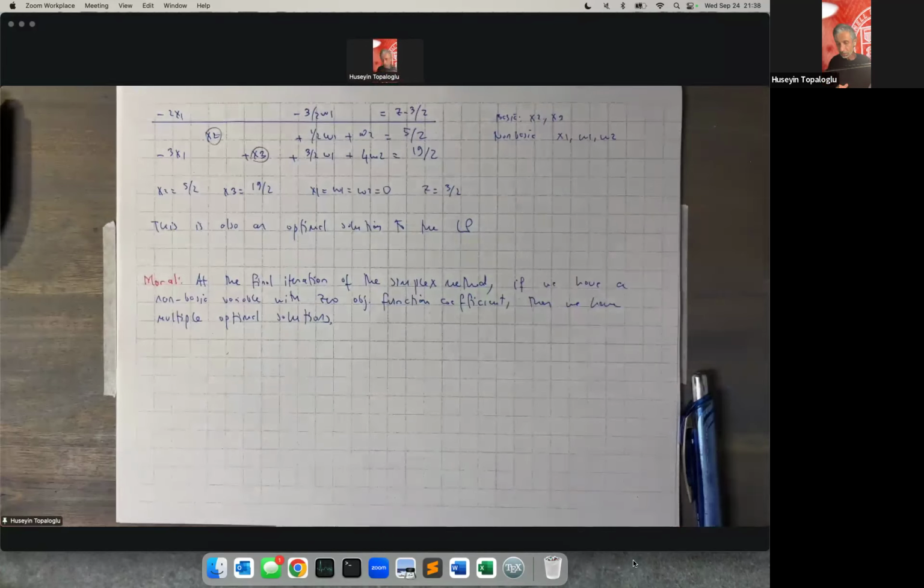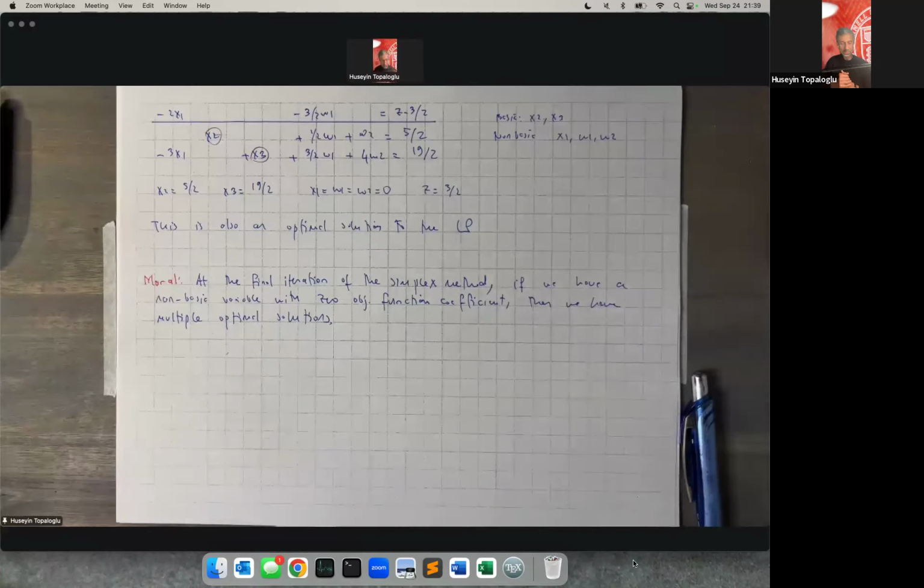Okay, so this is how we detect multiple optimal solutions. And also, as we've seen a second ago, this is also how we detect unbounded linear programs. So to recap, how do we detect unboundedness? At any intermediate iteration of the simplex method, if you have a non-basic variable with a strictly positive objective function coefficient and all zero or negative constraint coefficients, then we have an unbounded linear program.